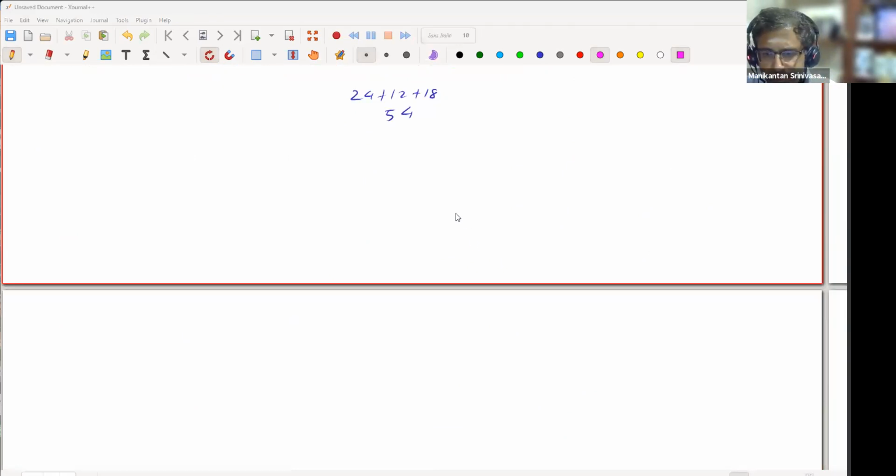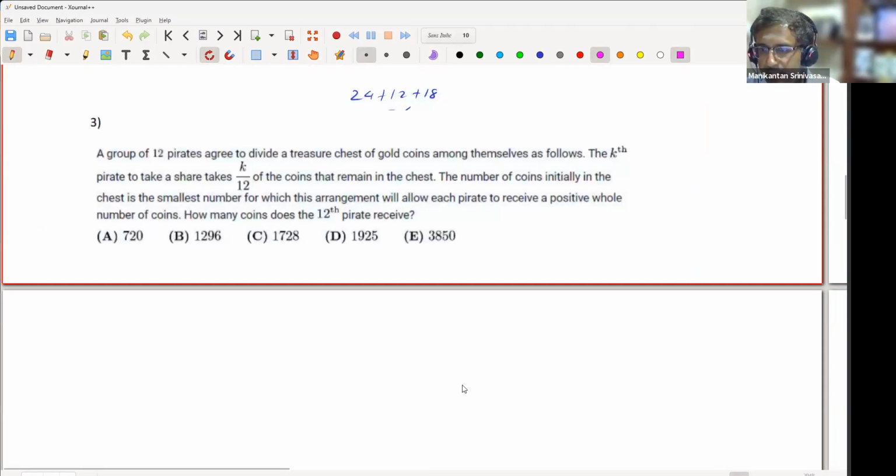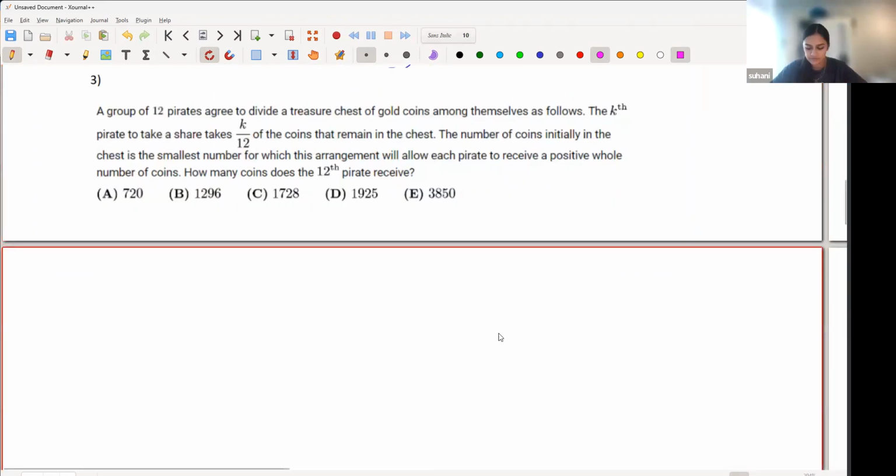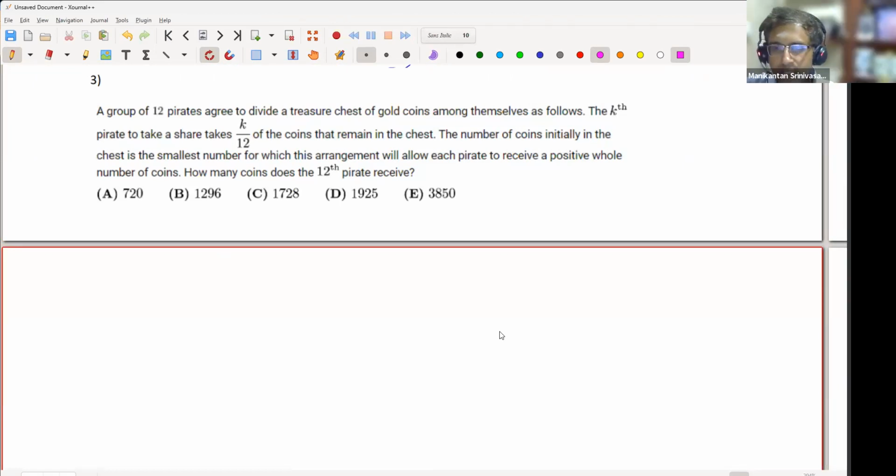Okay, question 3. Suhani, you're able to do this? Again, I wasn't able to fully solve it, but I got to the point where... Okay, go ahead and explain till where you got, please.